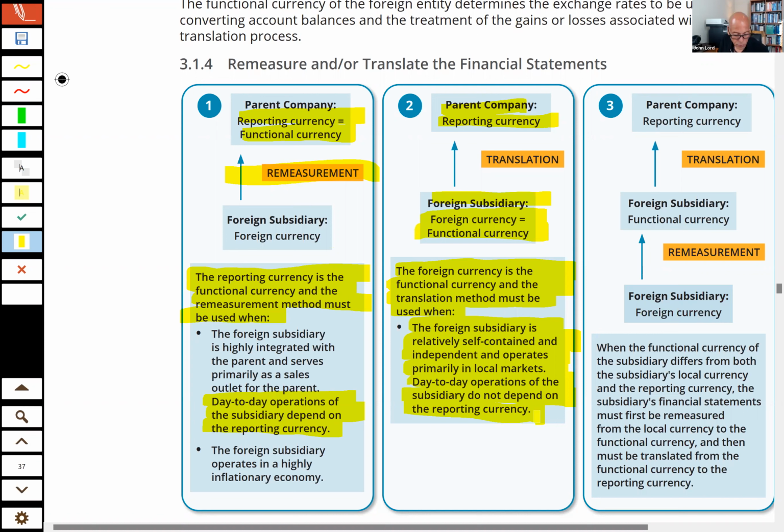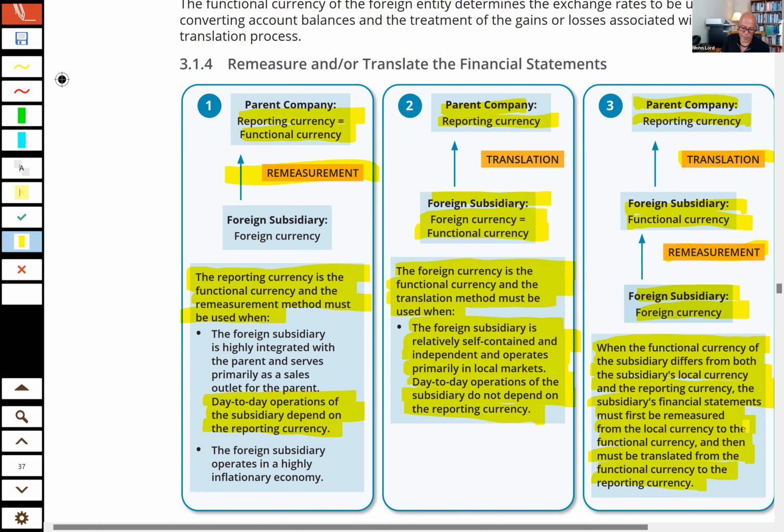Then we come over and we have the foreign subsidiary, the foreign currency. Then we have to go to the functional currency. And then we always go and translate. So we first remeasure, then we translate. So when the functional currency of the subsidiary differs from both the local currency and the reporting currency, functional currency was euro, local currency was the pound, and reporting currency is always the US dollar. The subsidiary's financial statements must first be remeasured from the local currency to the functional currency, from the pound to the euro, and then must be translated from the functional currency, now the euro, to the US dollar.